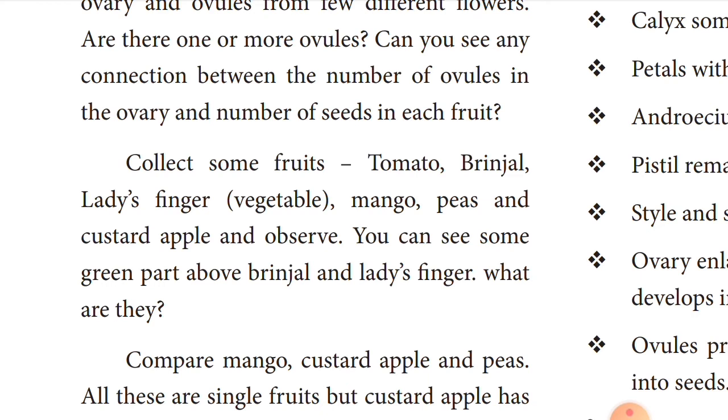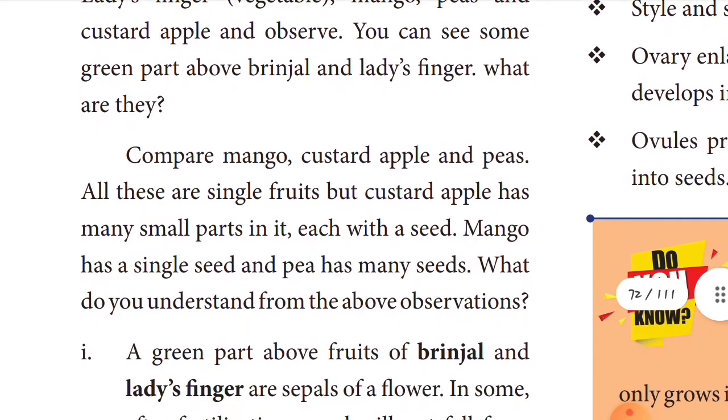You can see some green part above the brinjal and lady's finger. What are they, children? You have to compare the mangoes, custard apple and peas. All these are single fruits, but custard apple has many small parts in it, each with seed portions. The mango has only a single seed. Pea has many seeds. So what do you understand from the above observation, children?